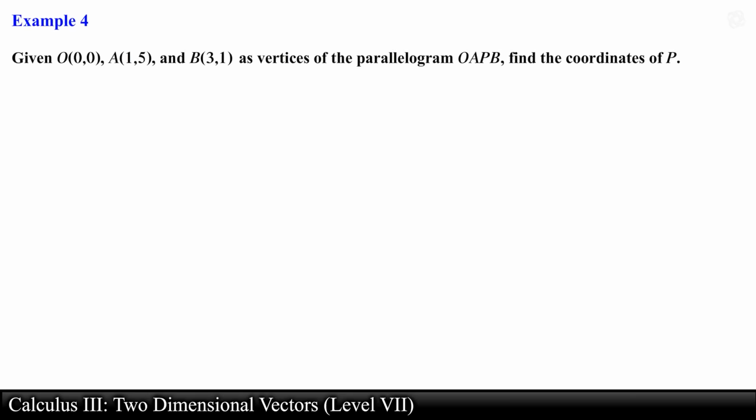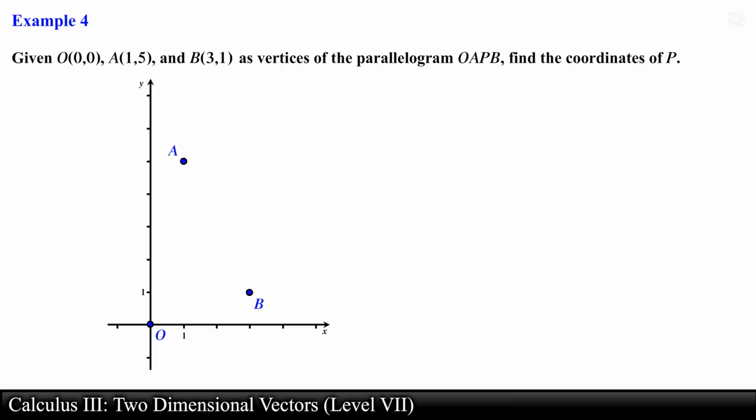Given points O, A, and B as vertices of the parallelogram OAPB, find the coordinates of P. Here, we are provided with the coordinate points of 3 vertices of a parallelogram. We are asked to find the coordinates of point P. One way we can find the coordinates of point P is by creating 2 vectors. One vector that starts at the origin and ends at point A. Let's label this vector as vector A.